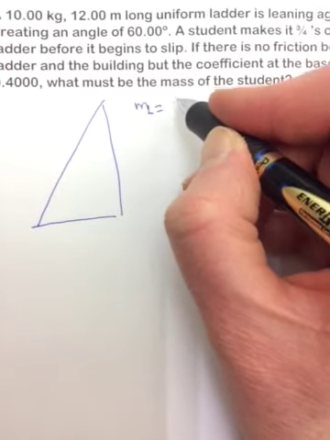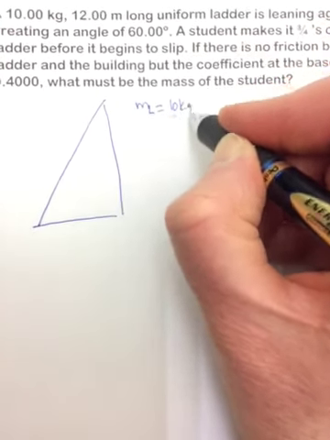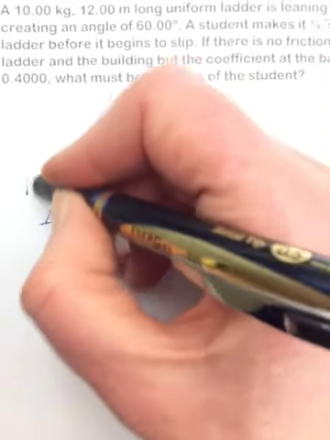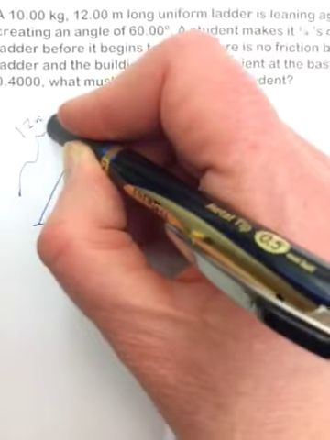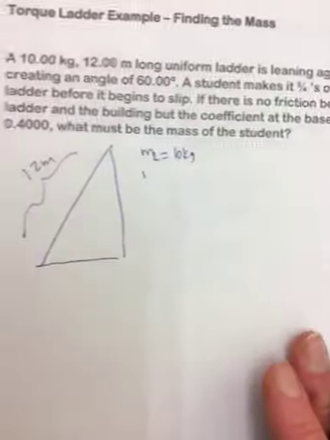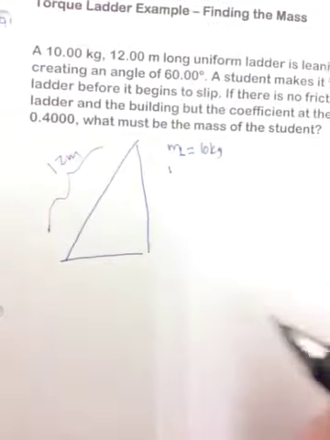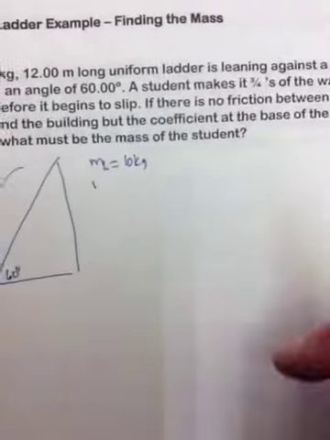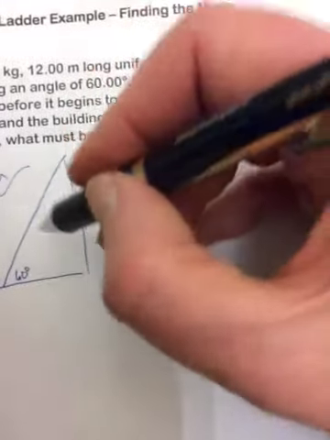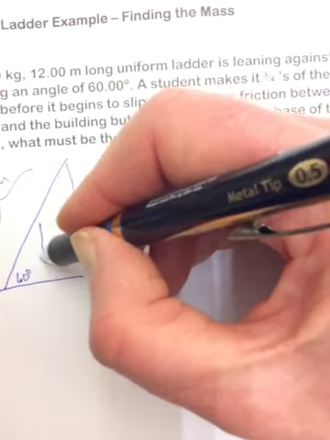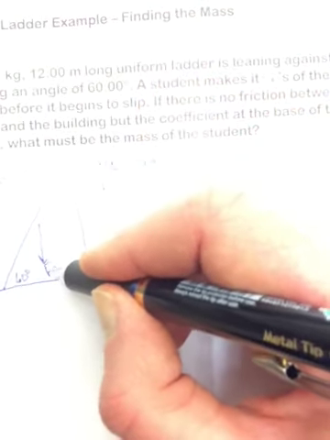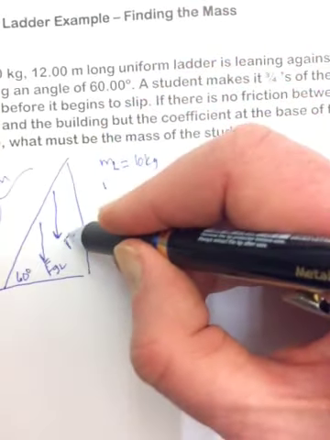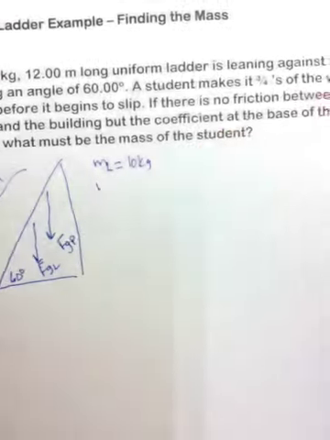Mass of the ladder is 10 kilograms. The length of the ladder is 12 meters, so this whole thing is 12 meters. And it's leaning against a building, creating an angle of 60 degrees. Student makes it 3/4 of the way up. Okay, enough iPad. So this is going to be FG of the ladder. And this is going to be FG of the person.